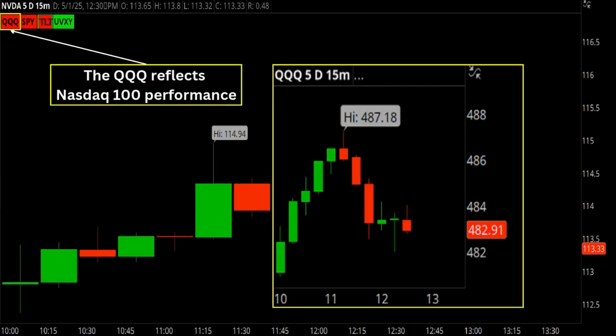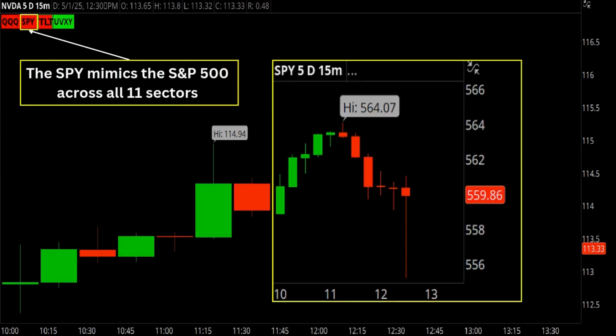QQQ mirrors the Nasdaq 100, glowing green when tech titans like Apple, Microsoft and Amazon drive the advance. That early indication of strength among major influential stocks often presages broader market moves. SPY reflects the S&P 500 across all 11 sectors, and when SPY turns green in tandem with QQQ, it signals a rally that has broken free of technology's boundaries. This simultaneous breadth confirms that buying interest is both deep and wide.